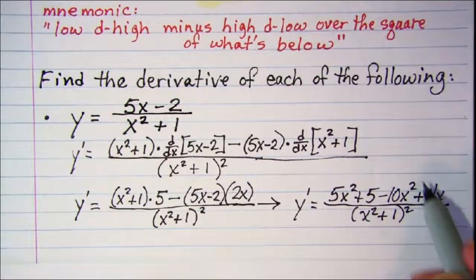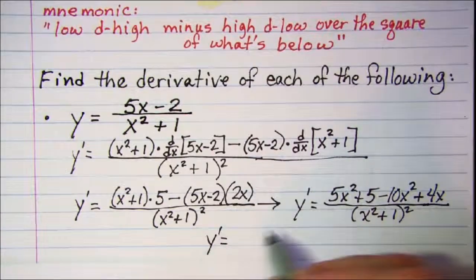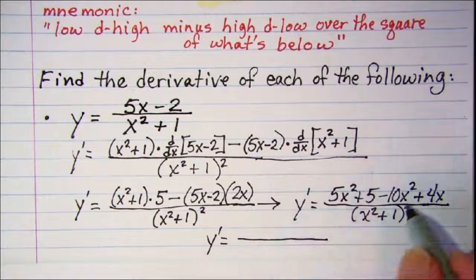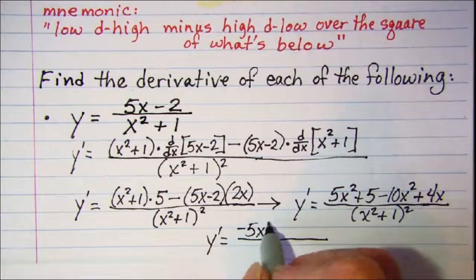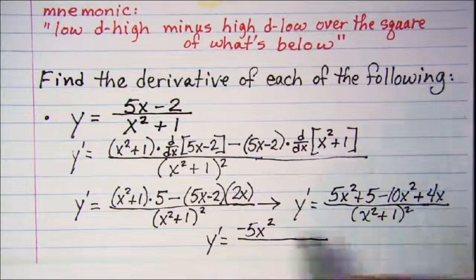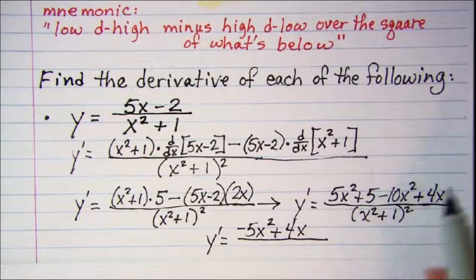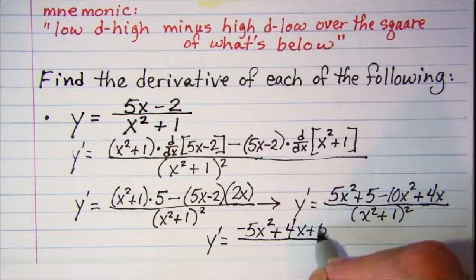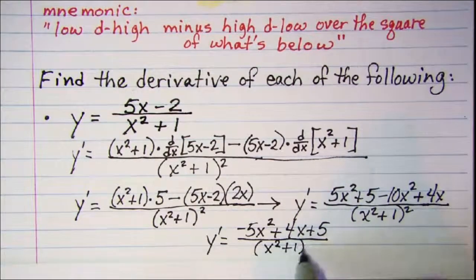So we can combine like terms, and we get y prime is equal to negative 5x squared plus 4x plus 5, all over x squared plus 1 quantity squared.